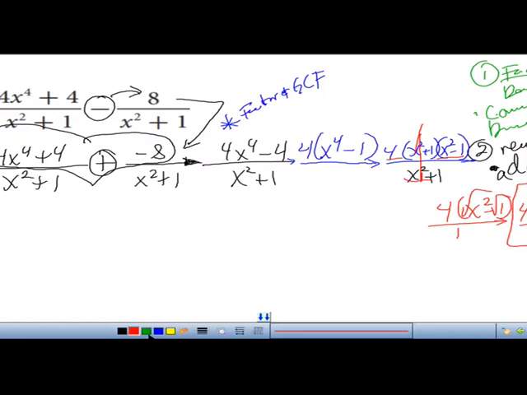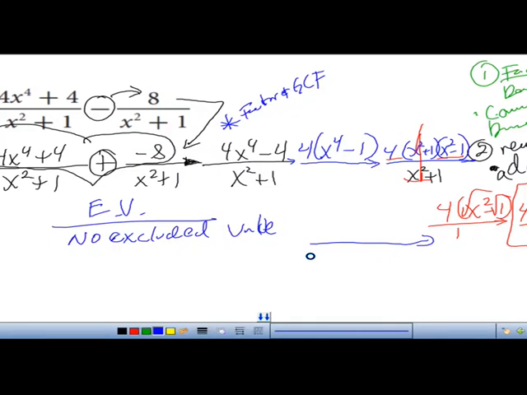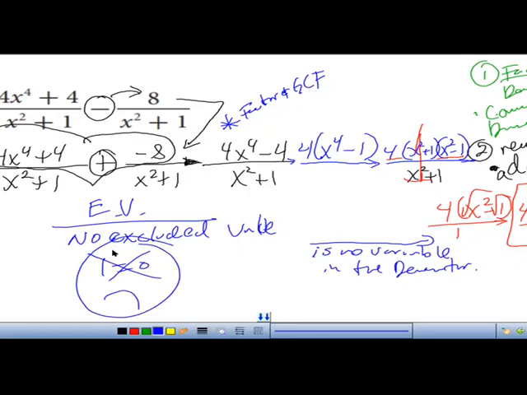Okay. Let's go to the last thing, excluded value. There is no excluded value because 1 cannot be equal to 0. No excluded value. Why? Because there is no variable in the denominator. If we write 1 equal to 0, is that true? No. It's not.